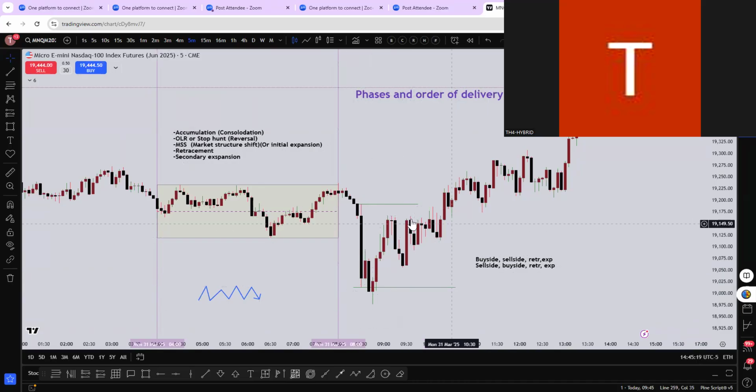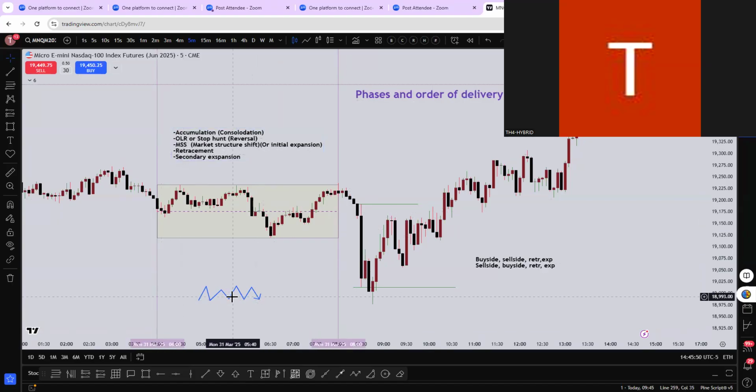This is also how we can frame trades. If we're failing to close below and stay below the low of this large candle, and we're closing back inside, then most likely we're going to take the other side of that candle. Again, we'll go over that a little bit later. What I want you to see is the different forms of accumulation, because this is where the order of delivery is going to start, always.